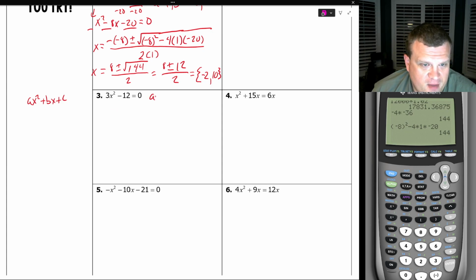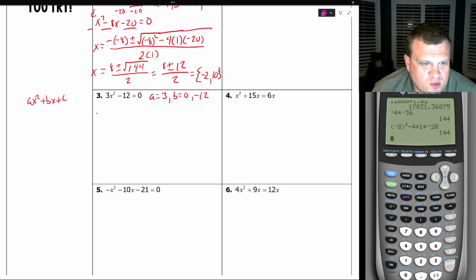So we would say my a term is 3. My b is actually 0. Just because it's not there doesn't mean it just doesn't exist. B is 0. 0 times x is 0. We don't write plus or minus 0, right? And my c is -12. This one's already equal to 0. I don't have to worry about any of that shenanigans.